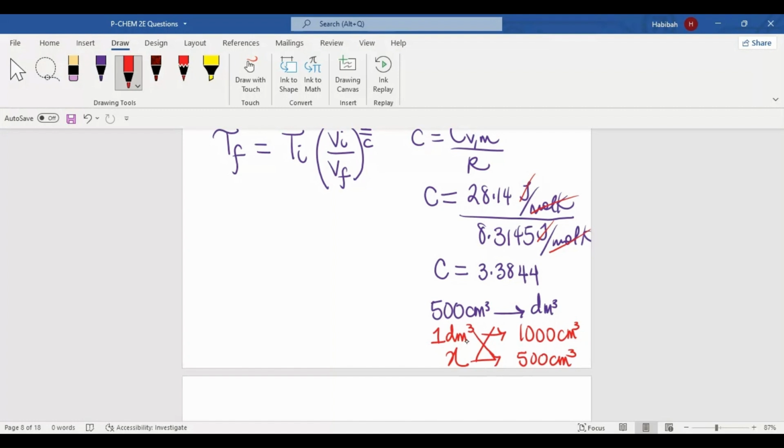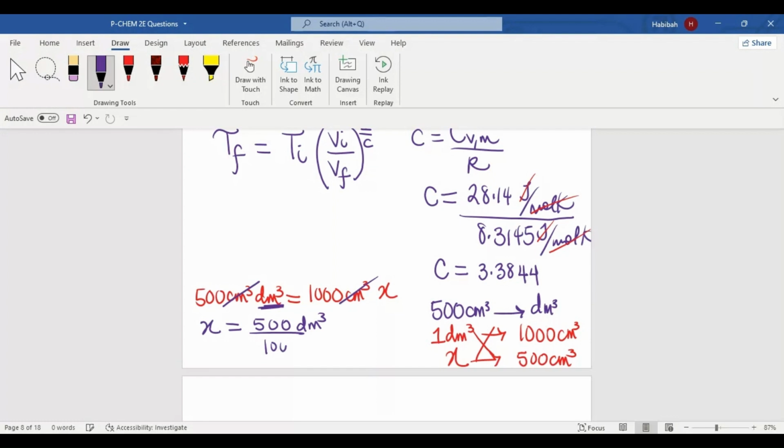If we do this, we can cross multiply, and we end up with 500 centimeter cubed decimeter cubed is equal to 1000 centimeter cubed x. So we're trying to find x, right? Let's cancel out centimeter cubed here, because we're trying to solve for decimeter cubed, and we have the same unit on both sides of the equal sign, so we can simply cancel that out. So x is going to equal 500 decimeter cubed divided by 1000, and that's equivalent to x equals 0.500 decimeter cubed. So that's basically the answer to that.